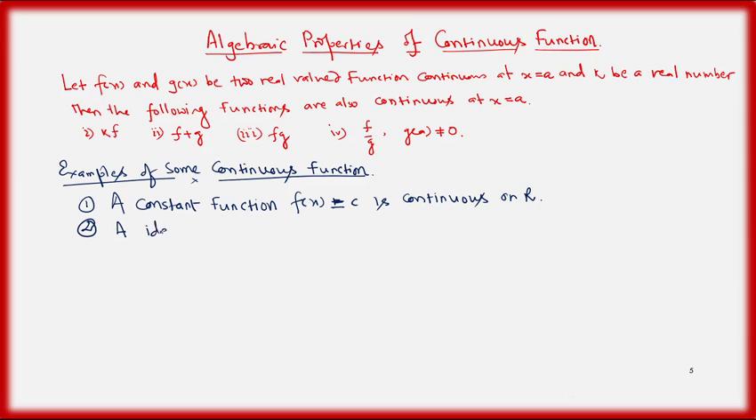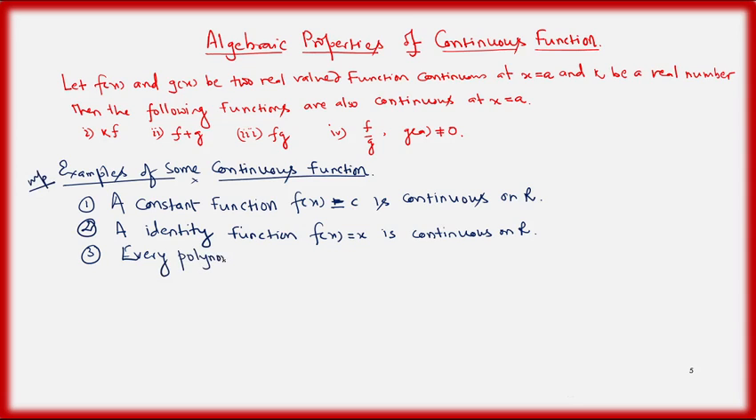Identity function f of x equal to x is continuous on R. Number 3, it's an important point: every polynomial function is continuous on R.